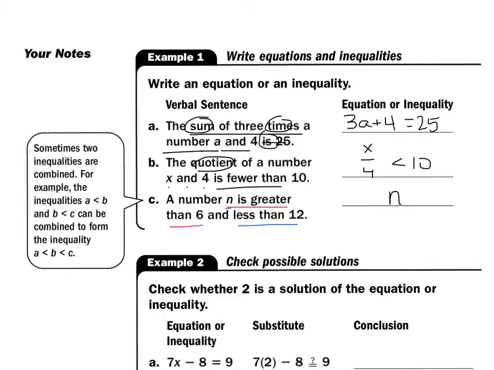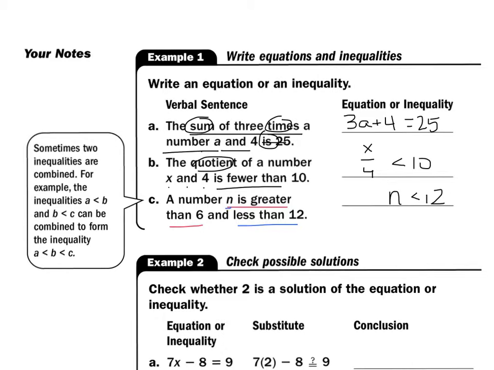I'm going to start with the blue. N is less than 12. Because that's read the way that we're wanting to write it down. We want the N to go in the middle. We want the number to go on the right side. N is less than 12. But what do I do with the greater than 6?